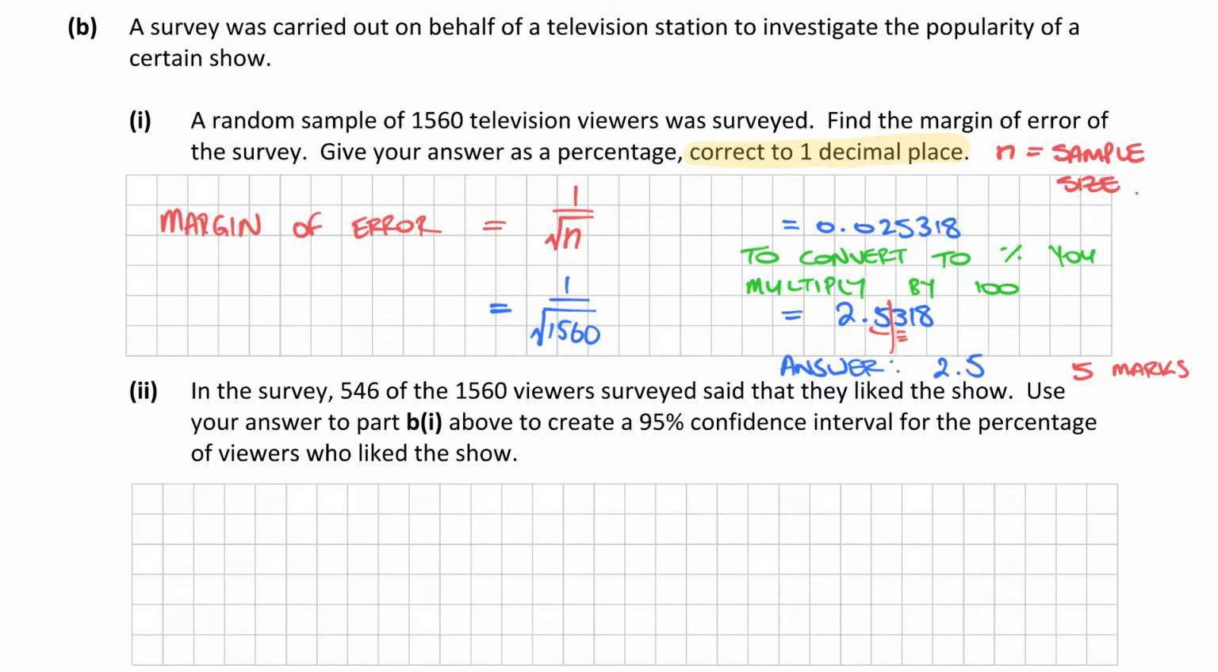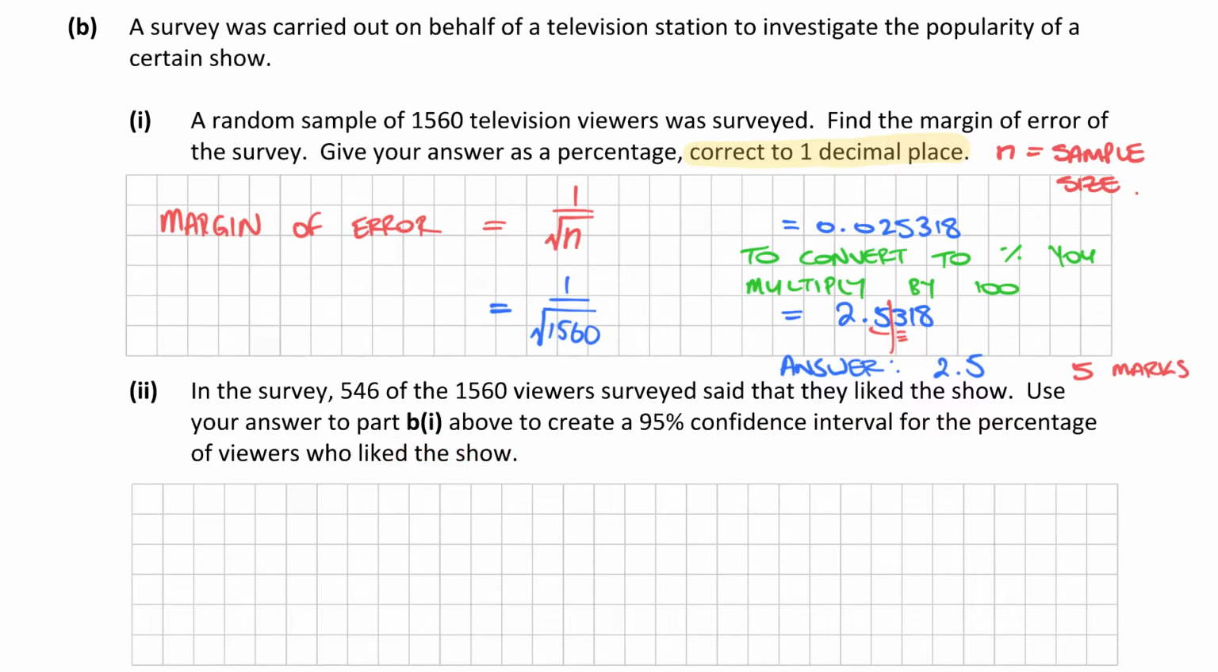So the next one there is, in the survey, 546 of the 1,560 viewers surveyed said that they liked the show. Okay, so you can see there, this time 546. So roughly we can say a third of the viewers liked the show. Use your answer in part 1, the margin of error above, to create a 95% confidence interval for the percentage of viewers who liked the show.